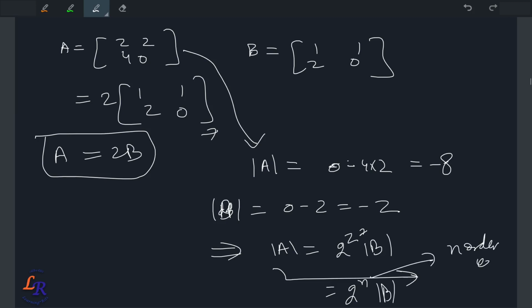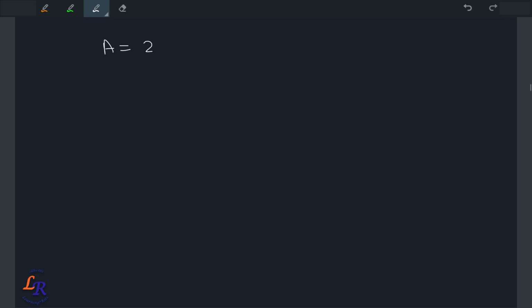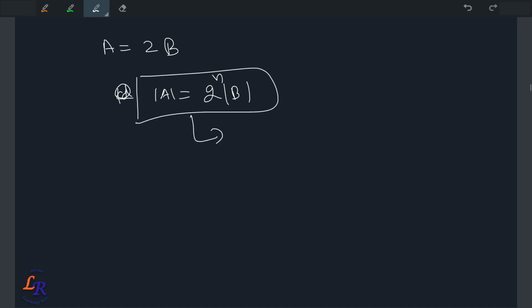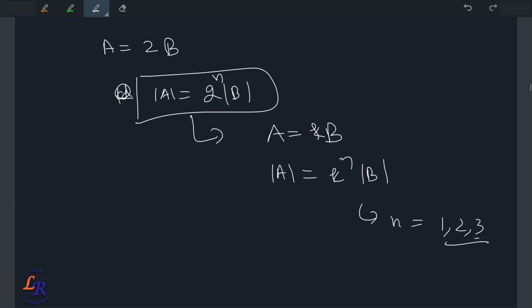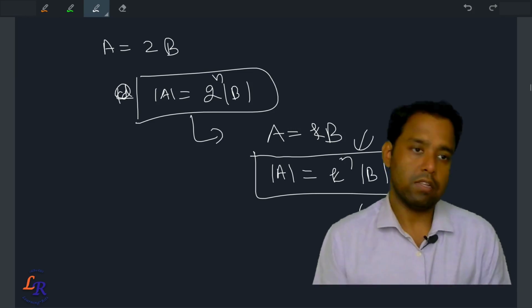So you see a unique relation. If two matrices are related in this way, their determinants are related by the order of the matrix as a power, n, times determinant B. That's a very unique property associated with matrices. For example, if you have a matrix A equal to KB, then their determinant relation is determinant A equal to K to the power n times determinant B, where n can be 1, 2, 3, whatever the order of the matrix is. That's a very nice, important property.